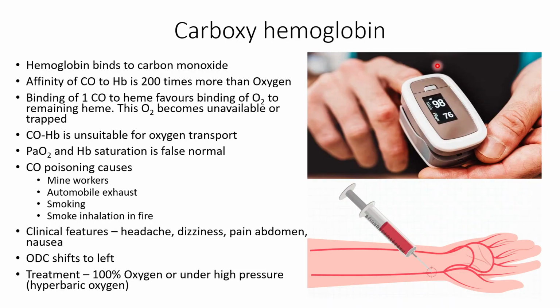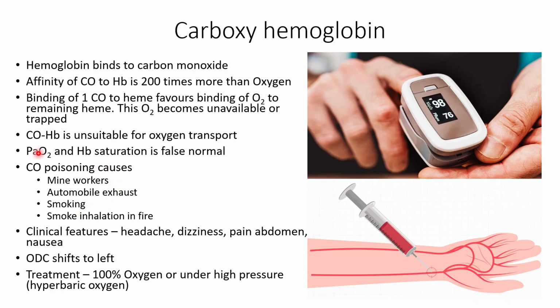We measure the hemoglobin saturation by pulse oximeter. Even though the pulse oximeter may show a saturation of more than 90%, that is of no use, because that 90% oxygen which is binding to the hemoglobin is not available for the tissues to utilize. Similarly, when we do blood gas analysis, we measure how much partial pressure of oxygen is present in the blood. That again might be normal.